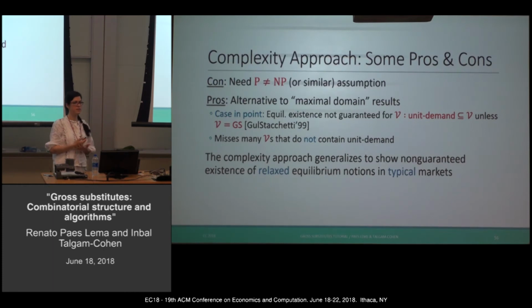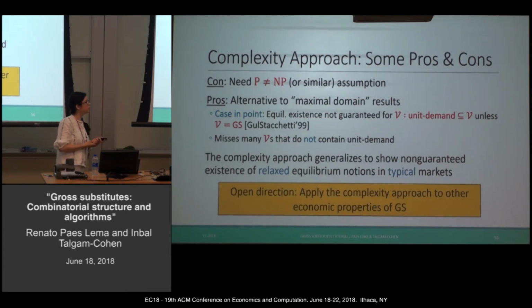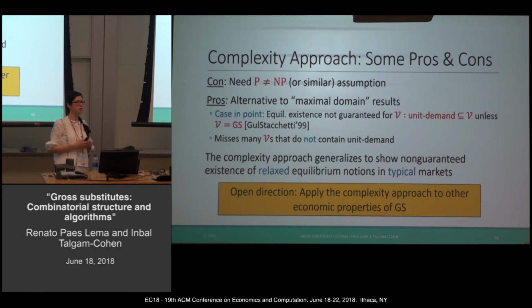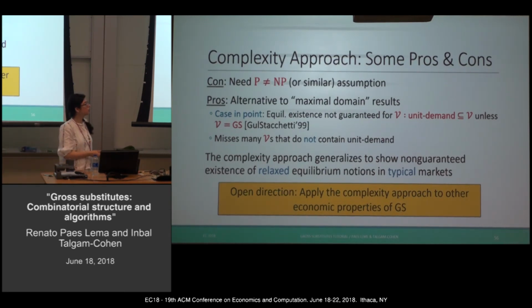It also generalizes to relaxed notions of equilibrium and to typical markets. And then I think an open direction is to take the complexity approach and apply it to other economic properties of GS, and maybe this will help us to show necessity of gross substitutes, or necessity of the algorithmic properties of gross substitutes, for some of the nice economic results. Okay.